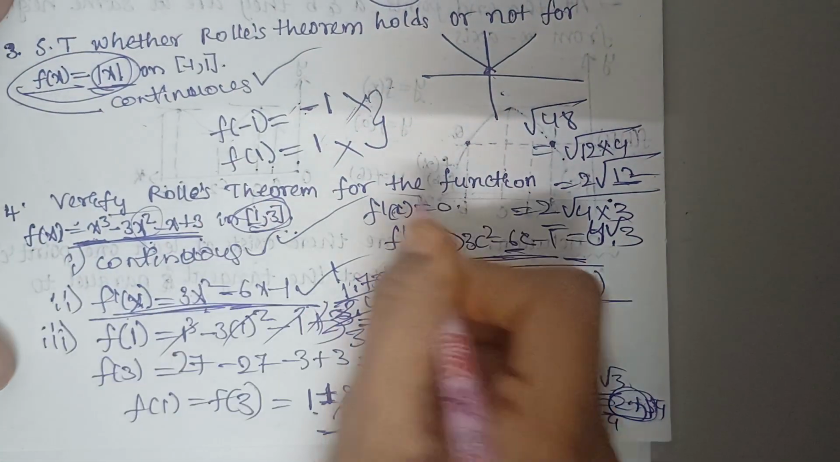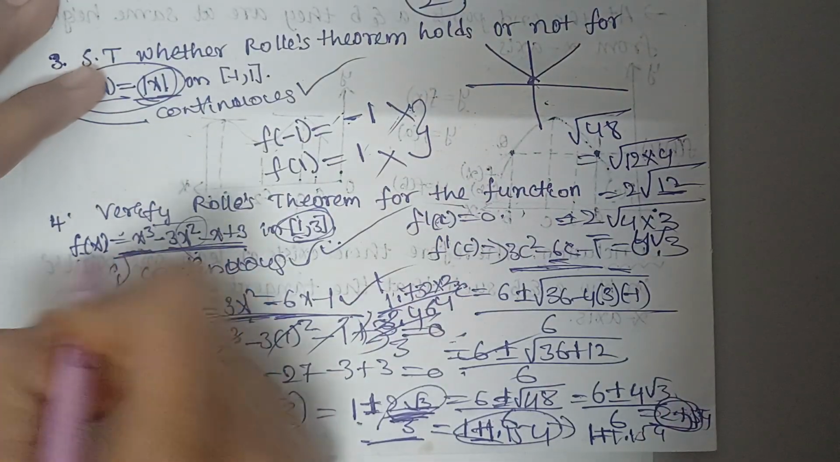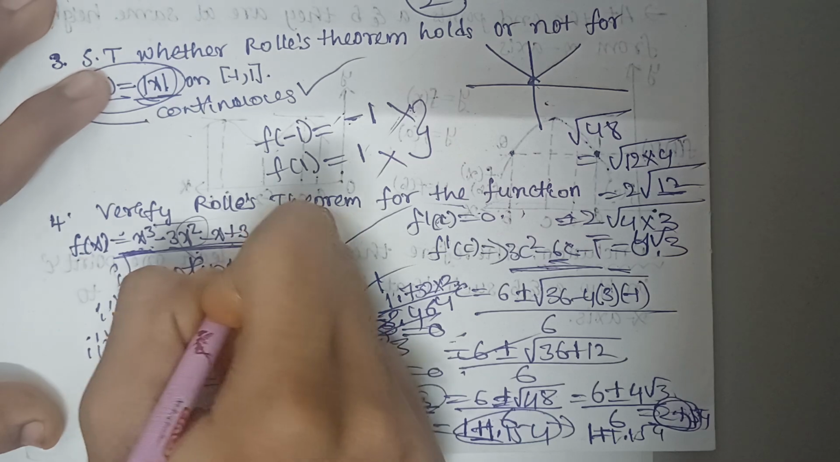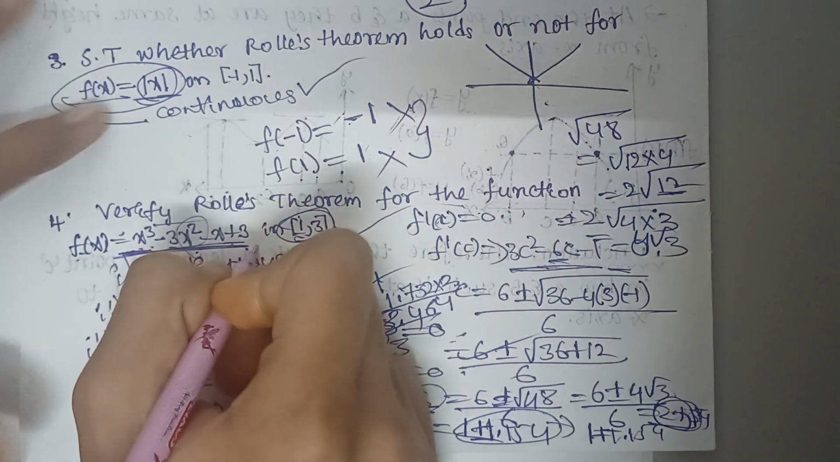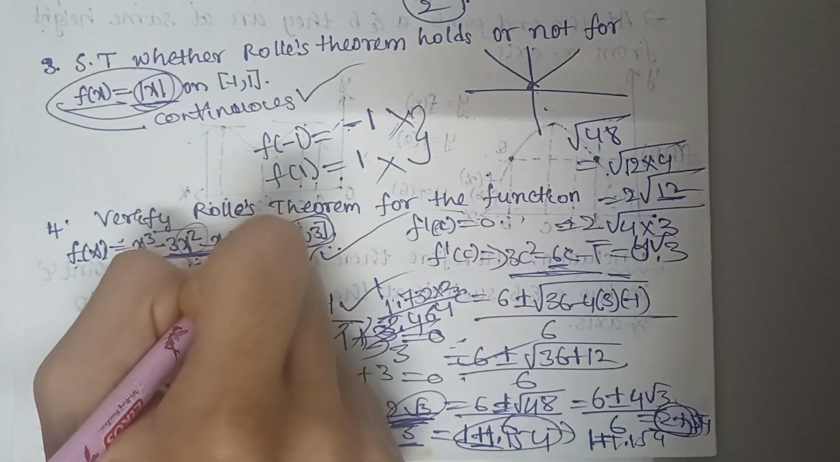So Rolle's theorem is also satisfied for the function f of x is equal to x cube minus 3x square minus x plus 3. Hope you're clear with this, and if you have any doubts regarding these problems, please feel free to ask me in the comment section.